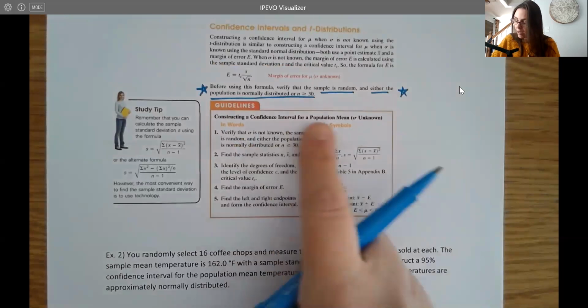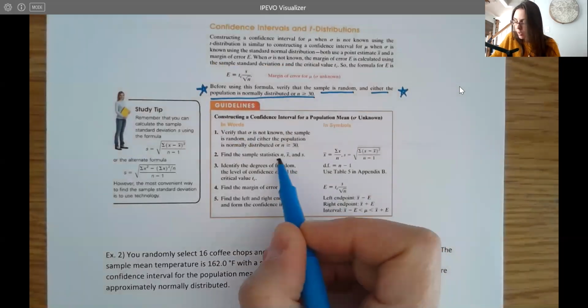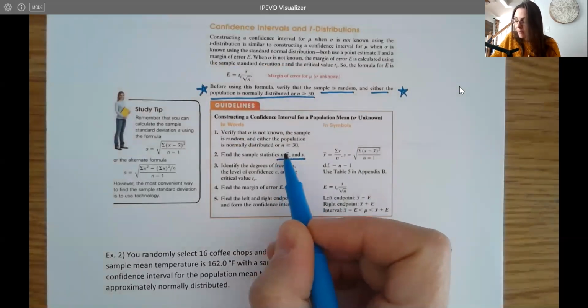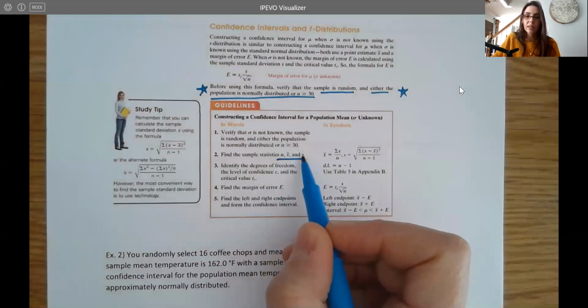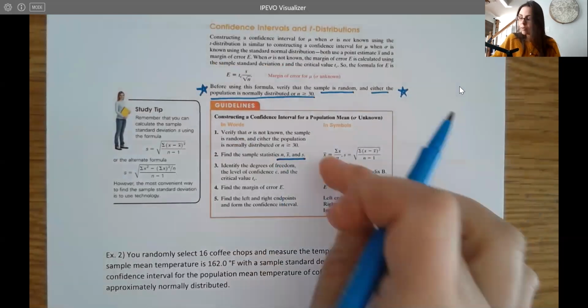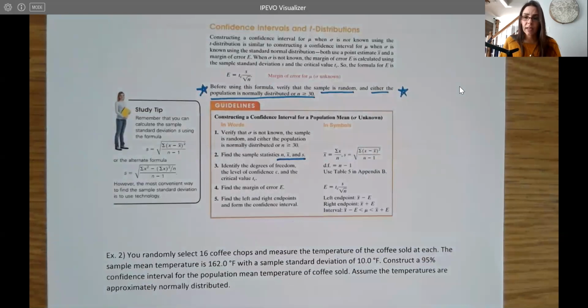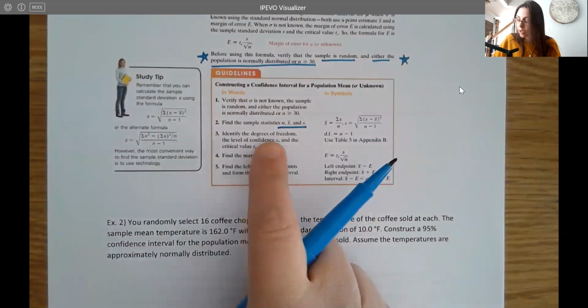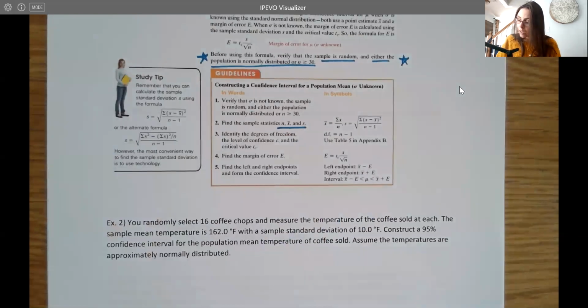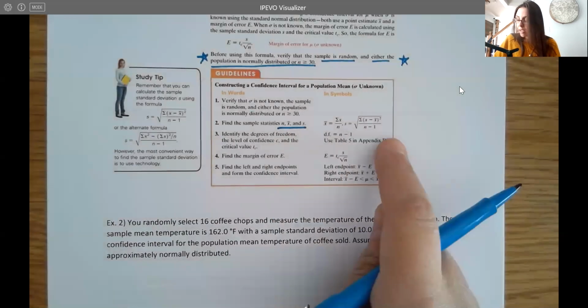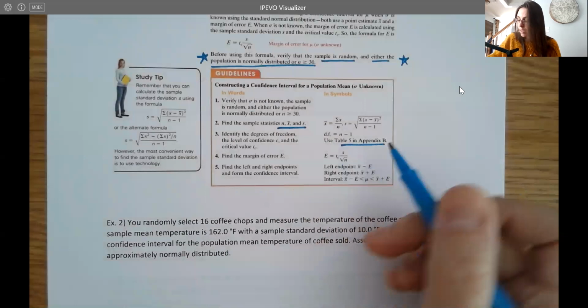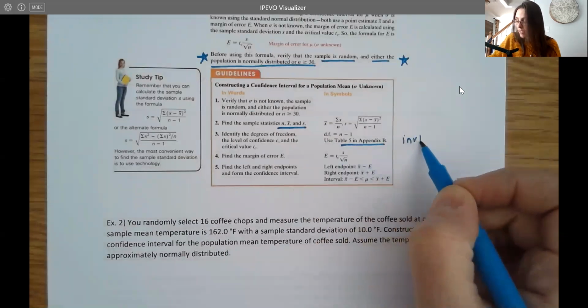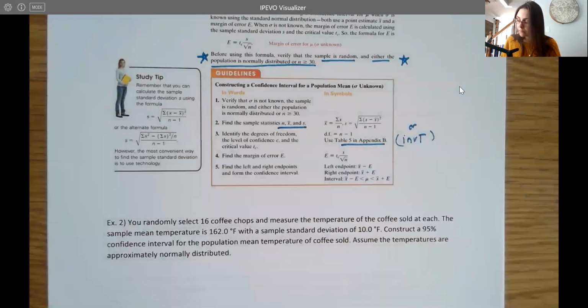So we're going to go ahead and find our sample statistics. You need to have the sample size, the mean, and this time you do need the sample standard deviation. Those formulas are here, but you can also find those using technology like we did back in chapter 2. You're going to need to find the degrees of freedom, and you can find that critical t-value either using your table or using the inverse t on the calculator.